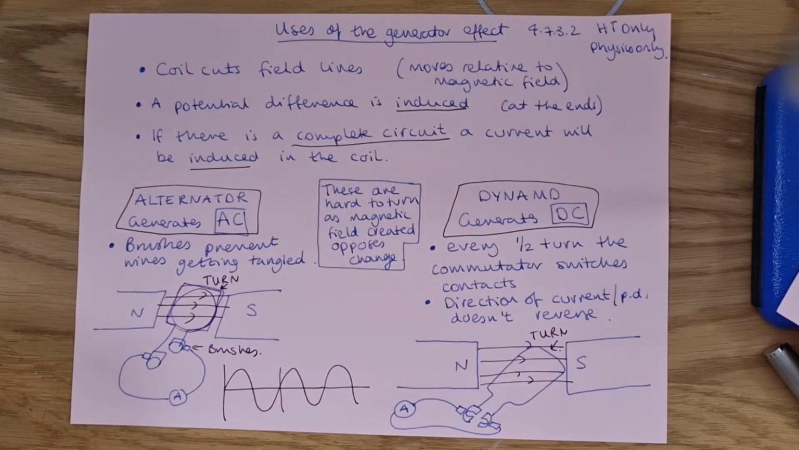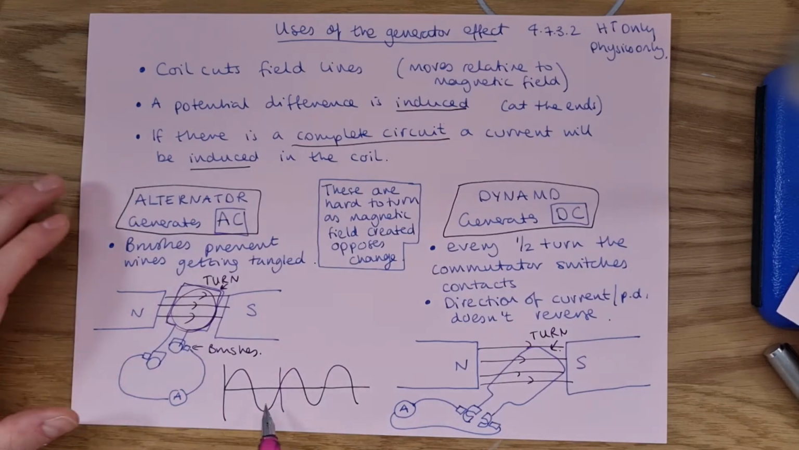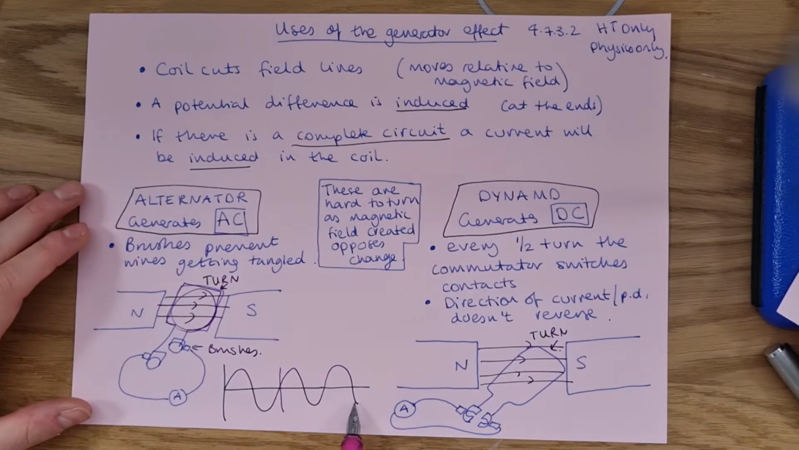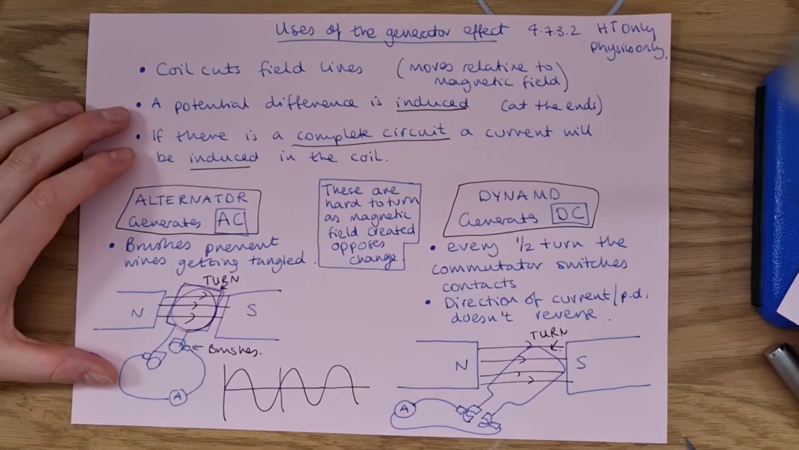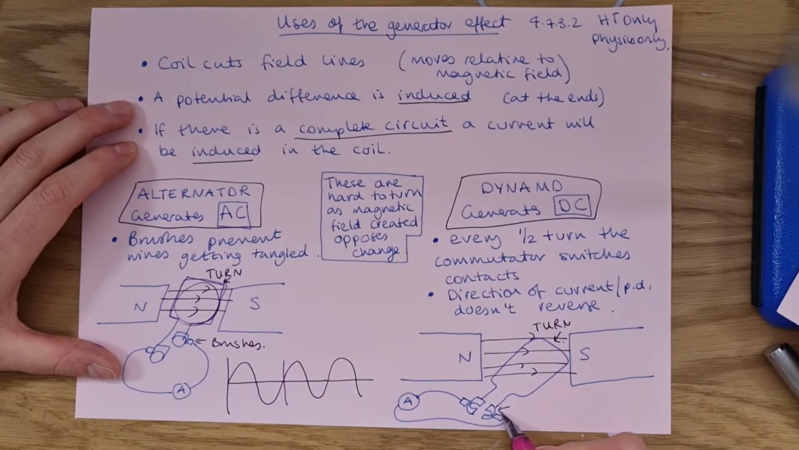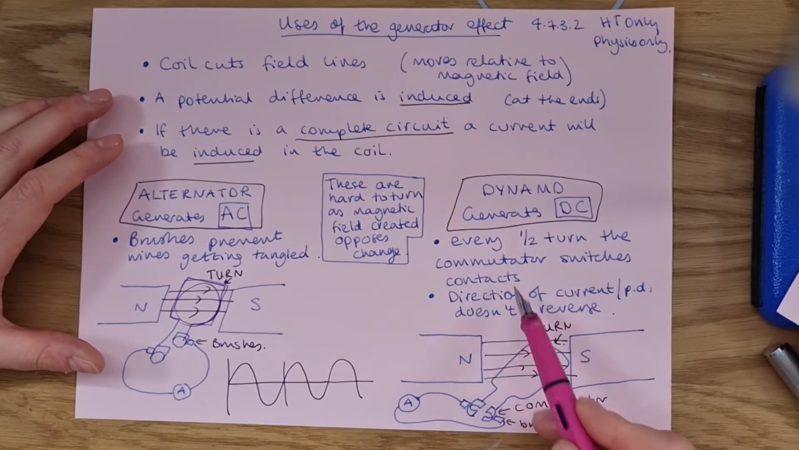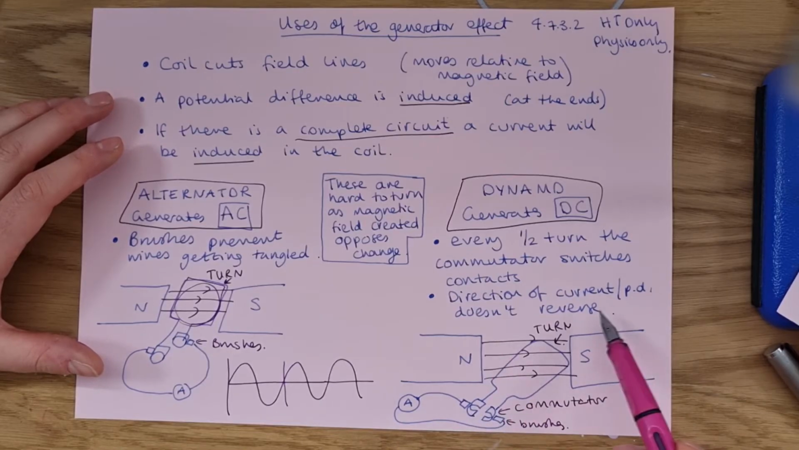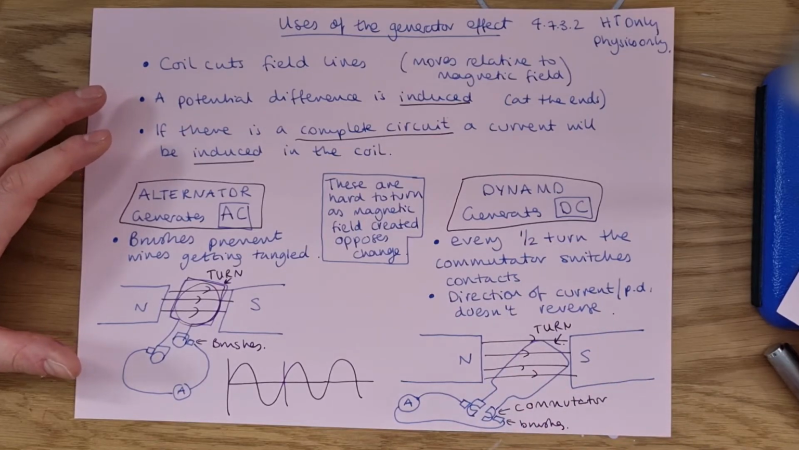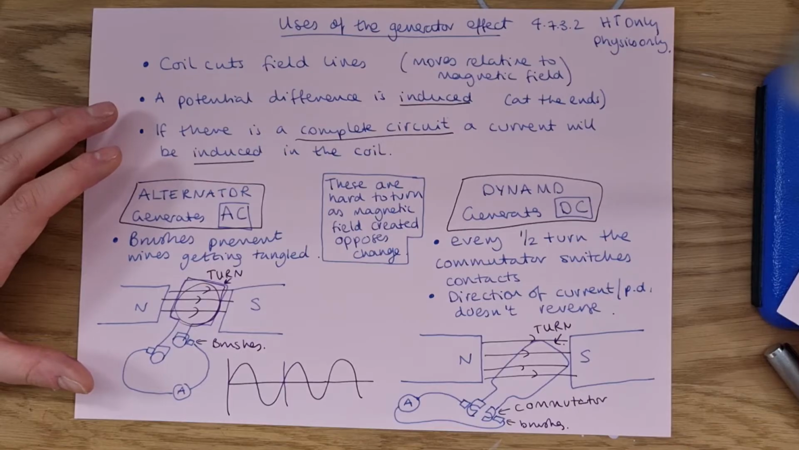Now, if you want to create direct current, it is a bit trickier because every half turn, for these bits, you need to reverse the direction of the current. And so what comes back is the good old friend, the commutator. And also there's brushes here. Every half turn, the commutator switches these contacts, which means the direction of the current induced, or the direction of the induced potential difference, doesn't reverse.